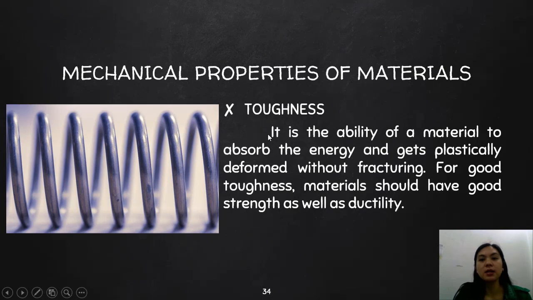And then you have the toughness. It is the ability of a material to absorb the energy and get plastically deformed without fracturing. A very good example of a tough material is your spring, di ba? Kumbaga, nade-deform siya, pero at the same time, pag nilalagyan mo ng load, nade-deform yan kasi nagko-compress yan. However, pag nirelease mo na yung load, wala ka naman makikitang fracture doon sa spring. So, it's actually, your toughness has a relationship with your strength and your ductility.